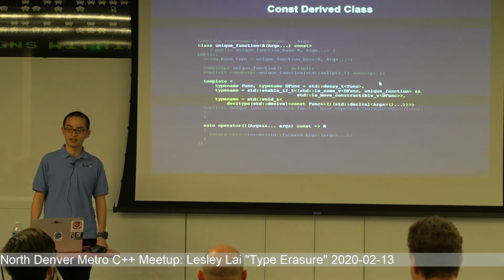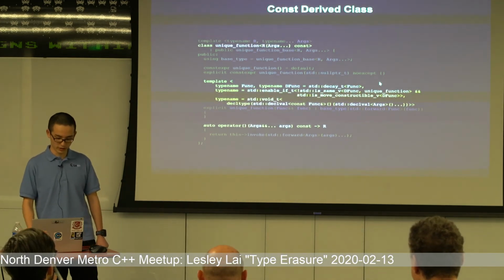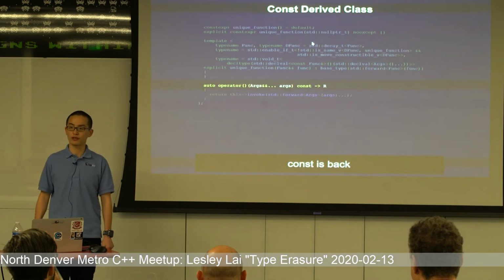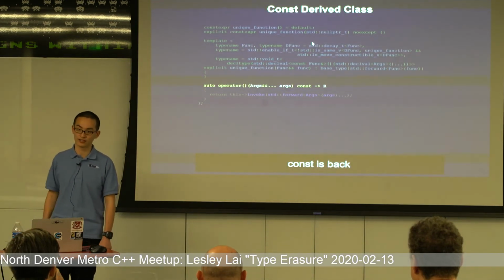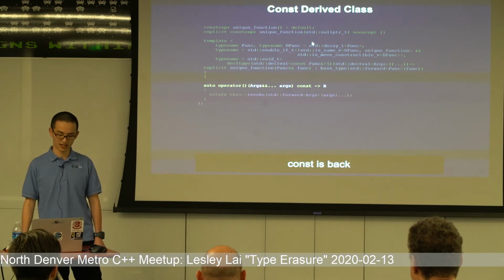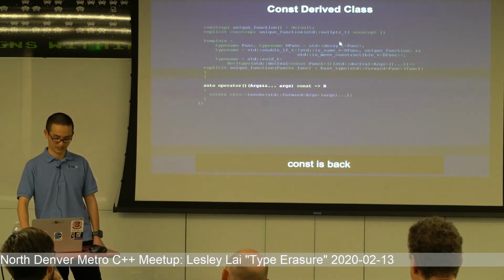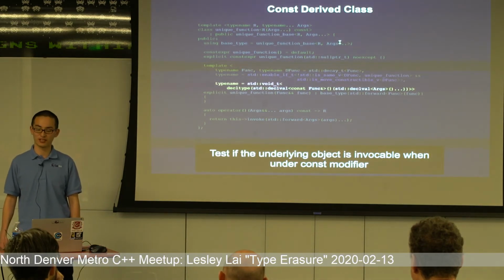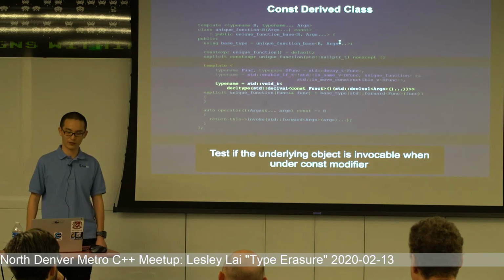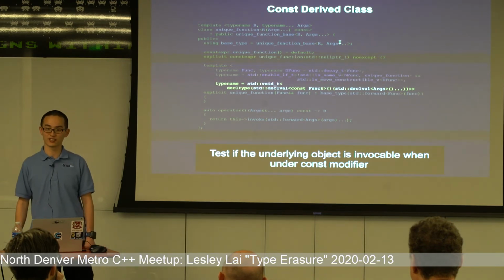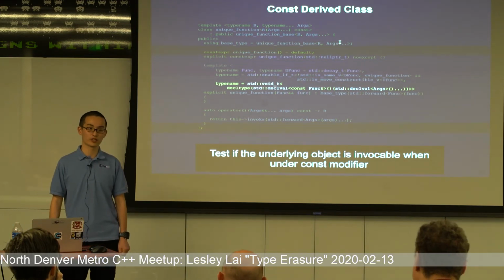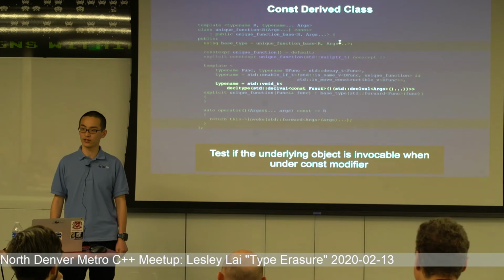And the const version is also really similar, except here we have a const because it's a const overload. And at our operator param, we have our const back. So we can call a const unique function. We have yet another finite check to check if we can invoke this function if it is const, or invoke the underlying function. So if the underlying function is a const reference, can we still invoke it?